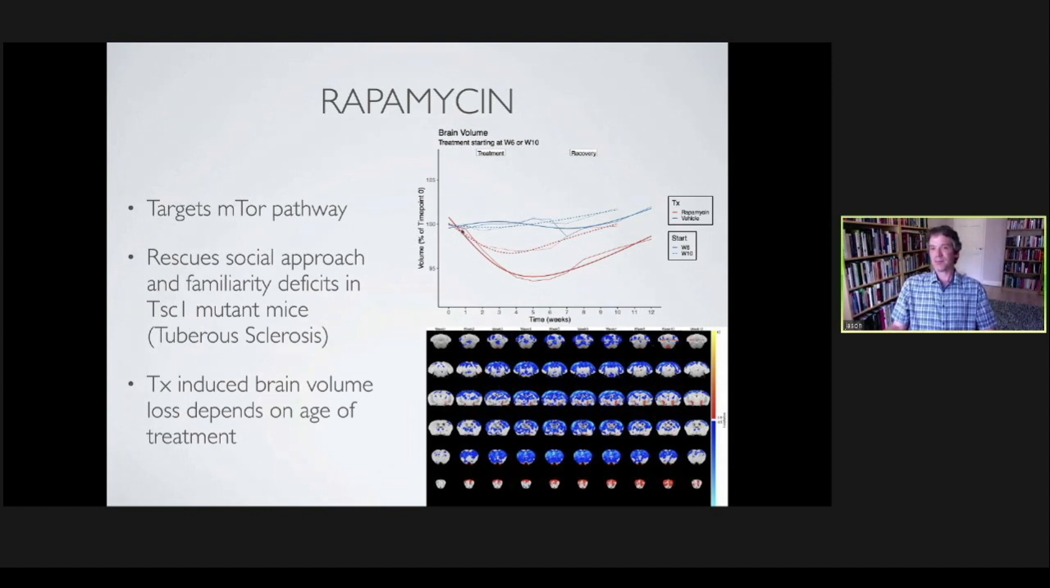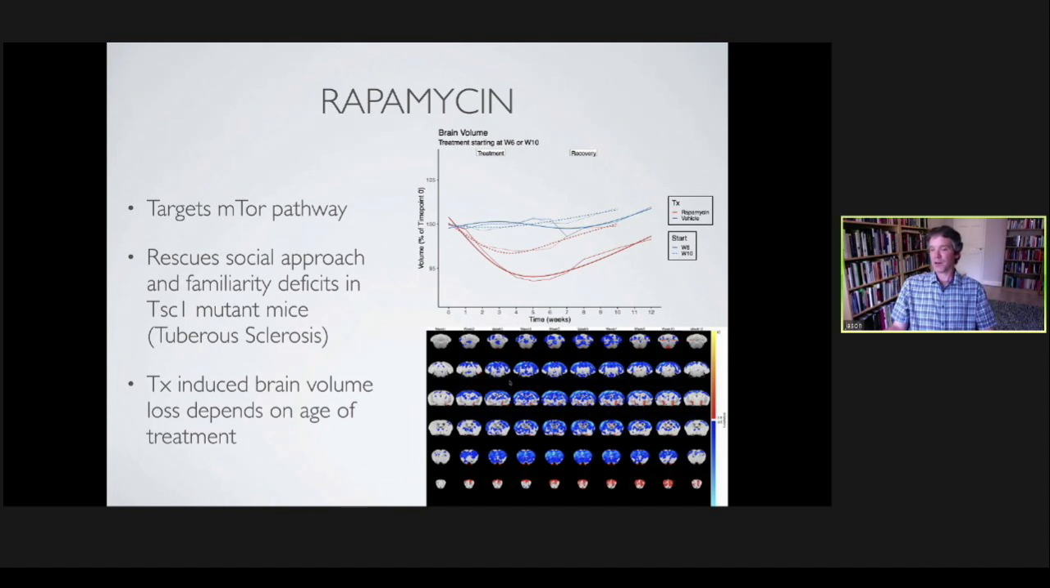And what you see here is in blue, this is over 4 weeks of treatment followed by absence of treatment to see if there's any recovery. In blue, you have vehicle treatments with saline, and in red, you have rapamycin treatment. In the solid line, you have treatment starting at week 6. In the dashed line, you have treatment starting at week 10. And so what you can see quite strongly is that there's significant decline in brain volume of around 7-8% with rapamycin treatment at week 6, but only about 3-4% decrease in brain volume if treated at week 10.